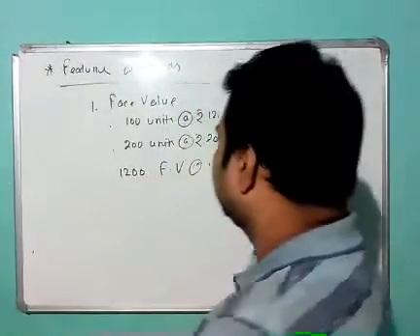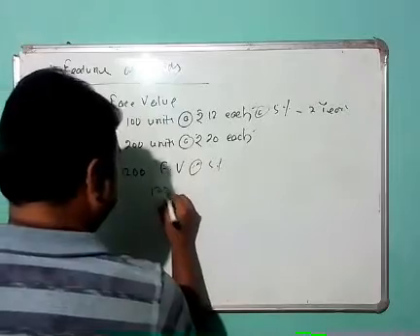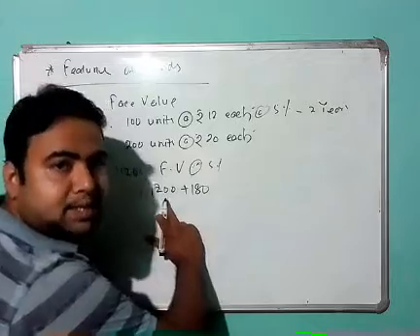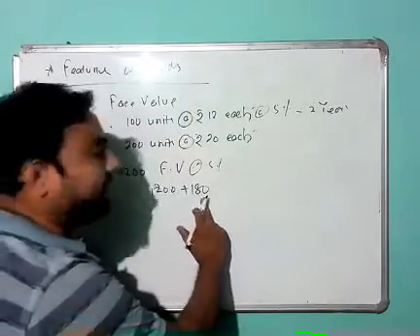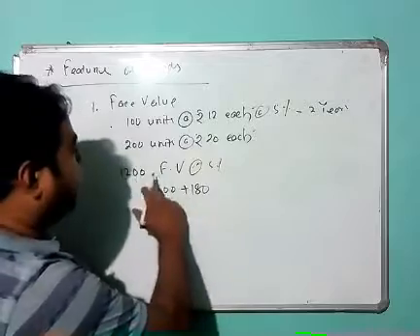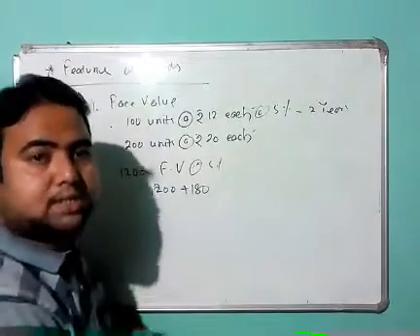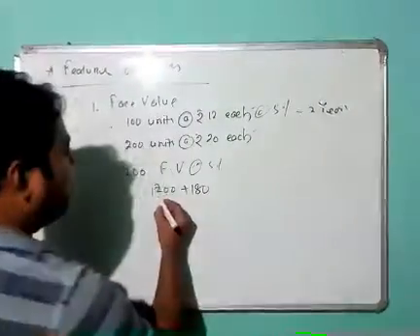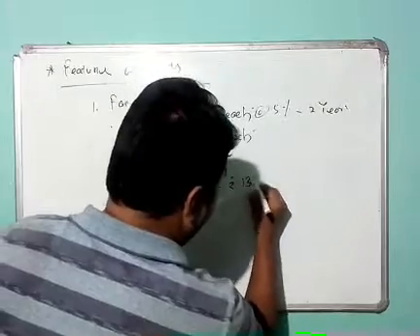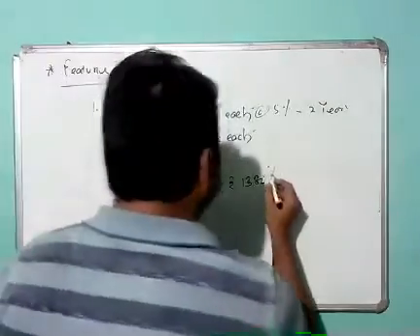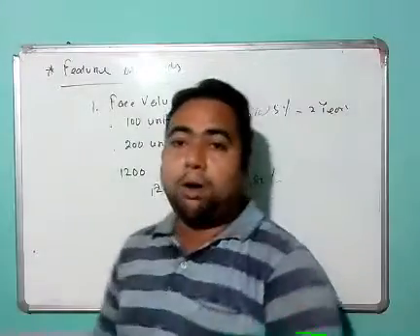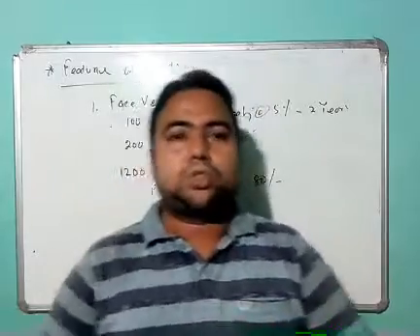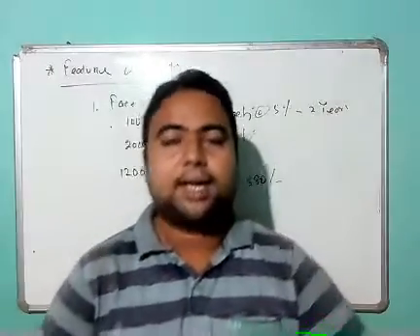So 1200 plus 180. 1200 is the face value or the principal amount. 180 is the interest amount. 1200 into 5% comes to 60 rupees for 1 year. Similarly, for 3 years, 60 into 3, 180. So 1200 plus 180 equals rupees 1380. So rupees 1380 will be the amount of the security that the bondholder will be getting after the end of the 3 years.